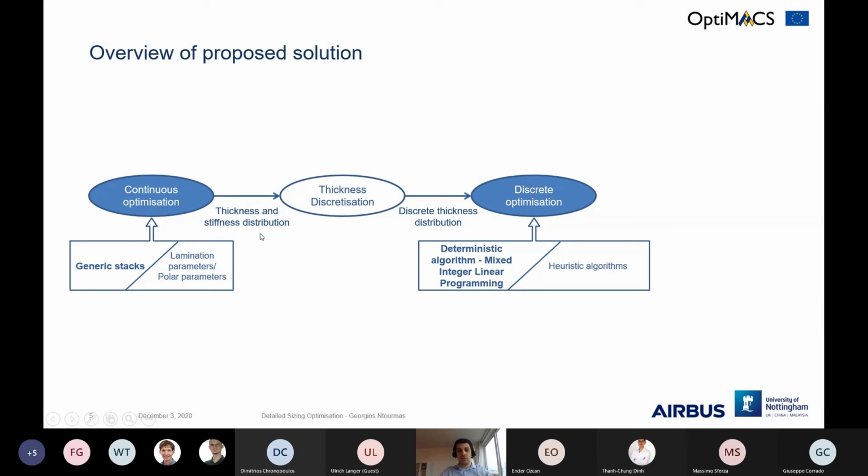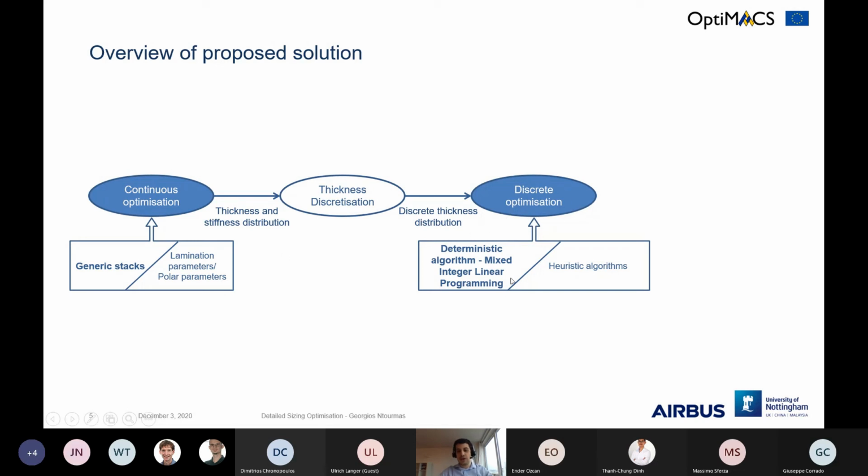We then need to perform a simple discretization of the thickness to get an actual integer number of plies that we can lay down on the structure. And then comes the second stage of the optimization, which is the discrete. In this stage, we keep the thickness fixed, and we want to match as closely as possible the optimal stiffness coming from the first step of the optimization.